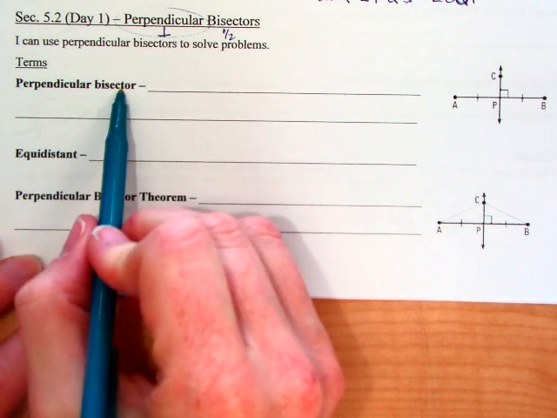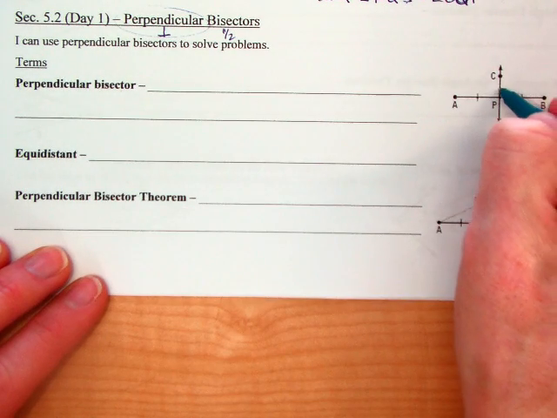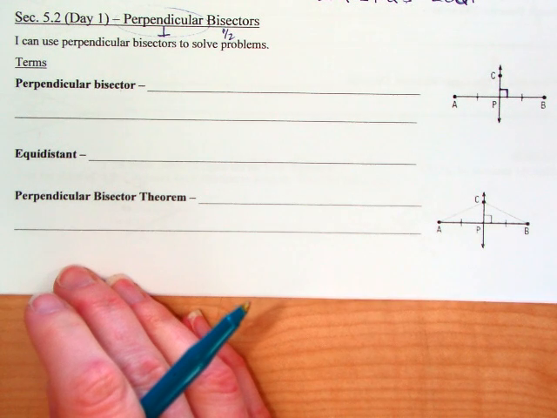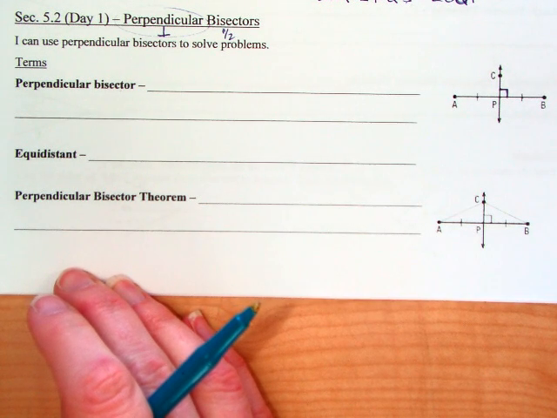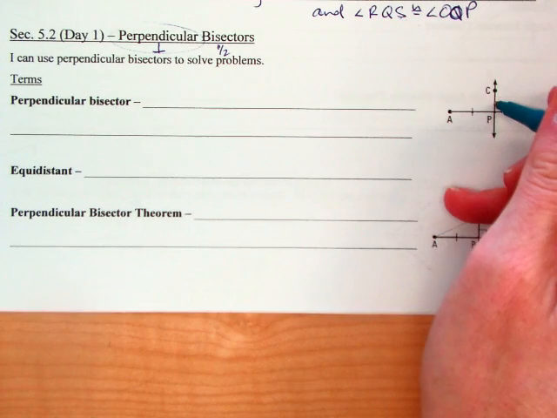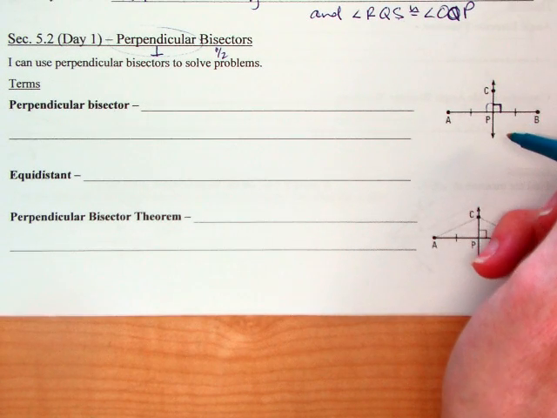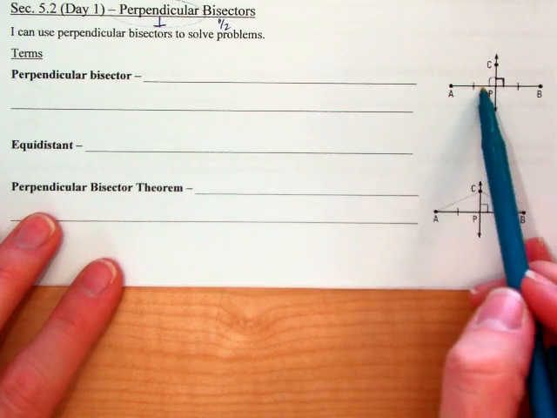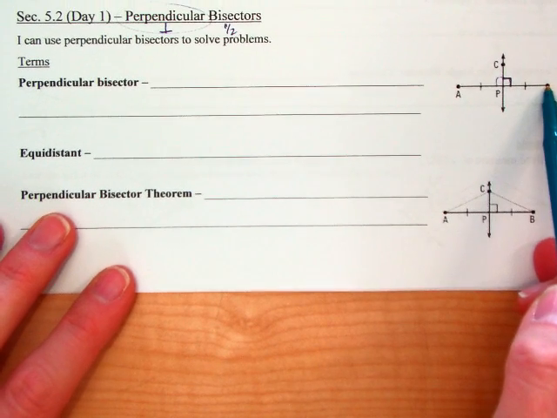So a perpendicular bisector, again, meets at 90, creates that 90-degree angle, and most of you know that when you have a 90-degree angle on one side, then you automatically get to have it on the other side. And the bisector just means that you're cutting it in half. So you're creating two parts that are equal, okay?